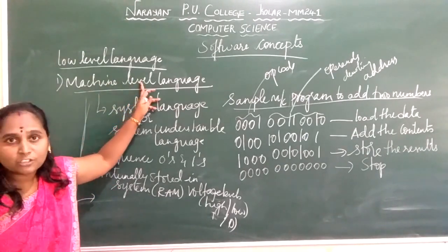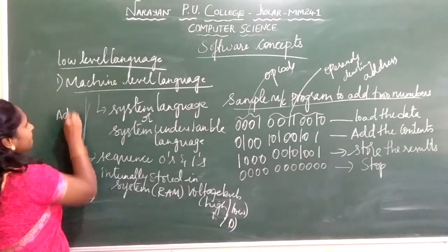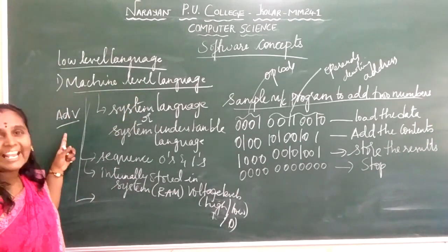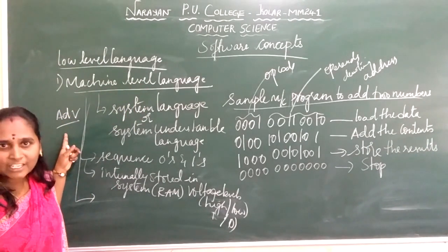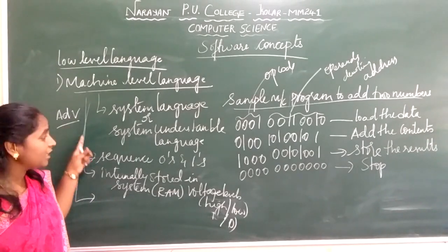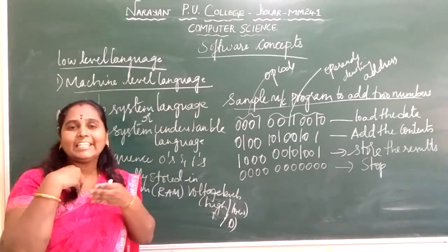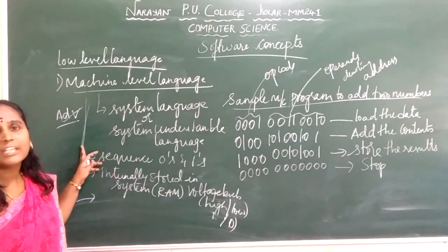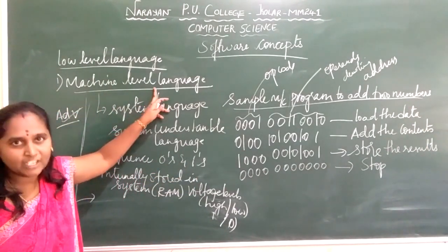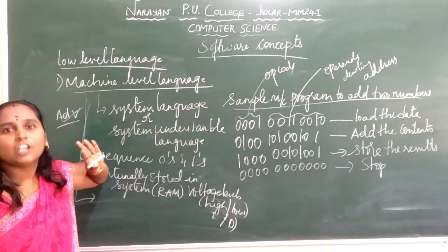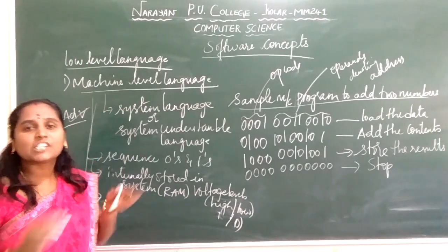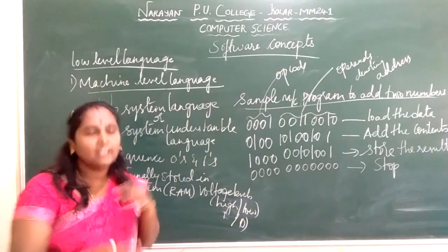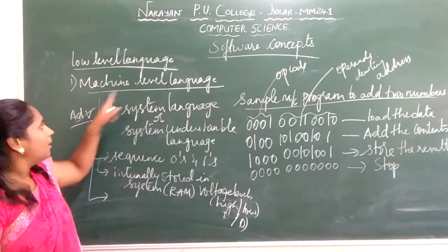What are the advantages of machine level language? No translation or compilation is required. Since everything is in the form of zeros and ones, you can directly type and execute it. That is one of the advantages of machine level language. Each and every sequence of bits and bytes can be typed and executed directly.